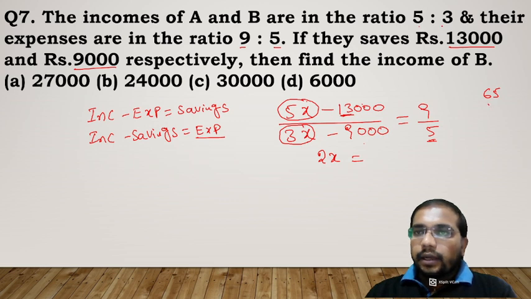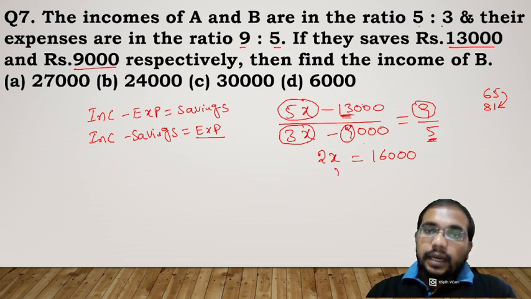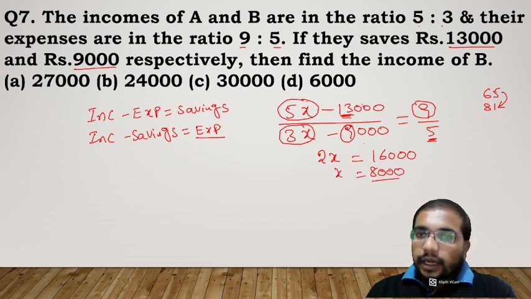9 into 9, 81. Difference is how much? 16,000. Because we multiply 9 into 9, 5 into 13. 65, 81. Difference is how much? 16,000. X value is how much? 8,000.